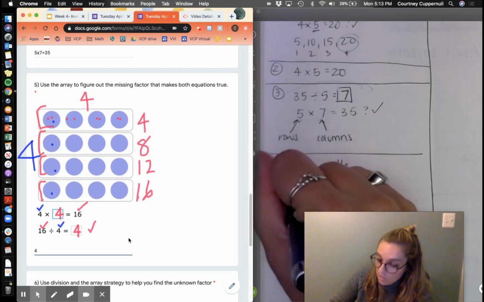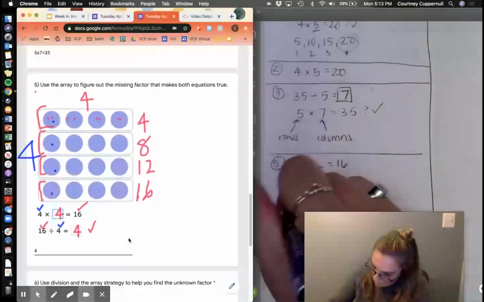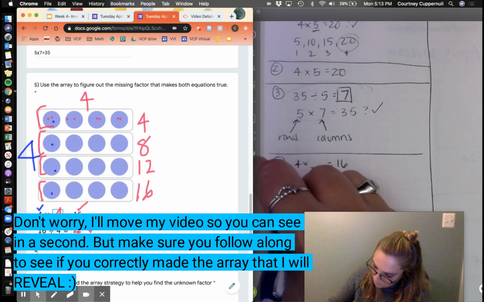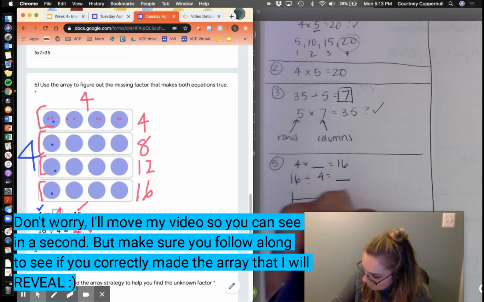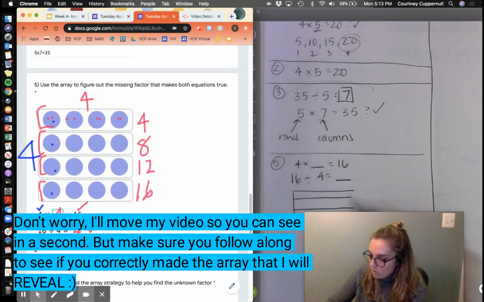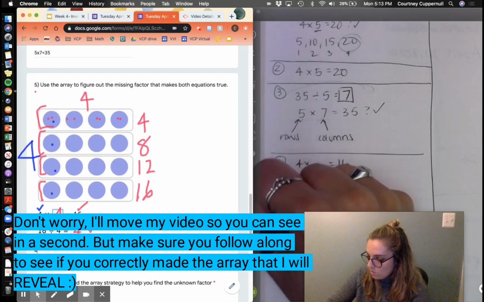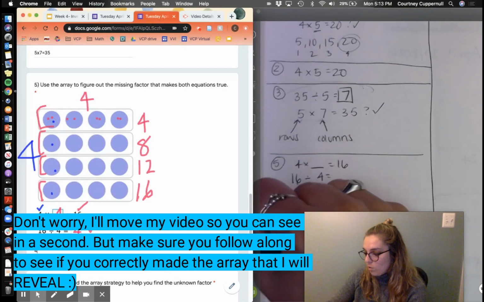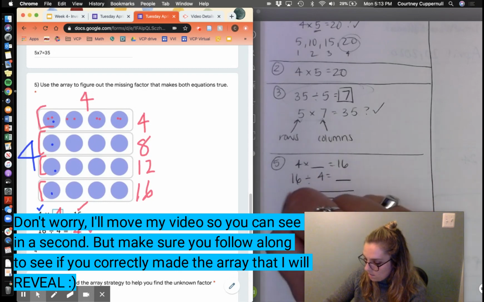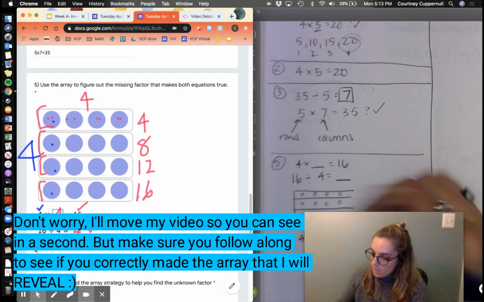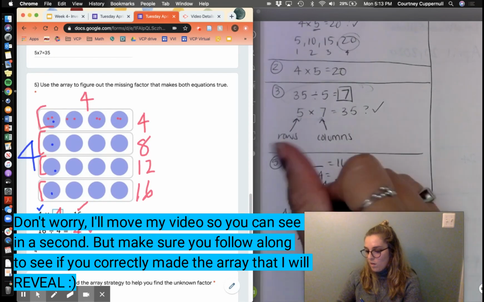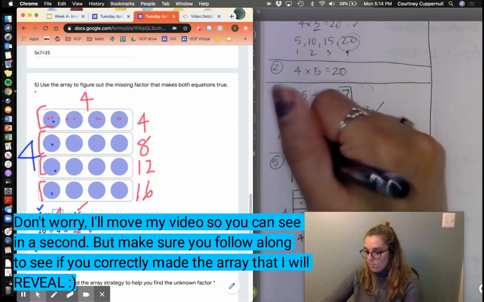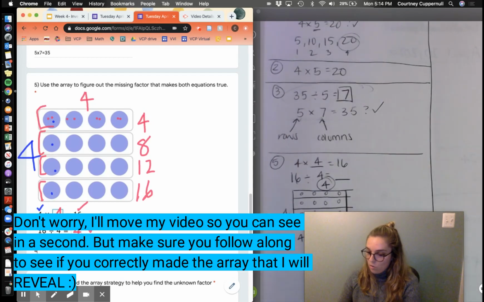Maybe you even draw circles like we practiced in the video yesterday. So you know that there's 4 rows. So maybe you draw a rectangle with 4 rows and you just go 1, 2, 3, 4, 1, 2, 3, 4. A good mathematician would go 1, 2, 3, 4, 5, 6, 7, 8, 9, 10, 11, 12. We've reached 16. So in this case, we know that there are 4 rows, 4 columns. We found our missing factor of 4. This is a 4 by 4, so I know 4 times 4 will equal 16.